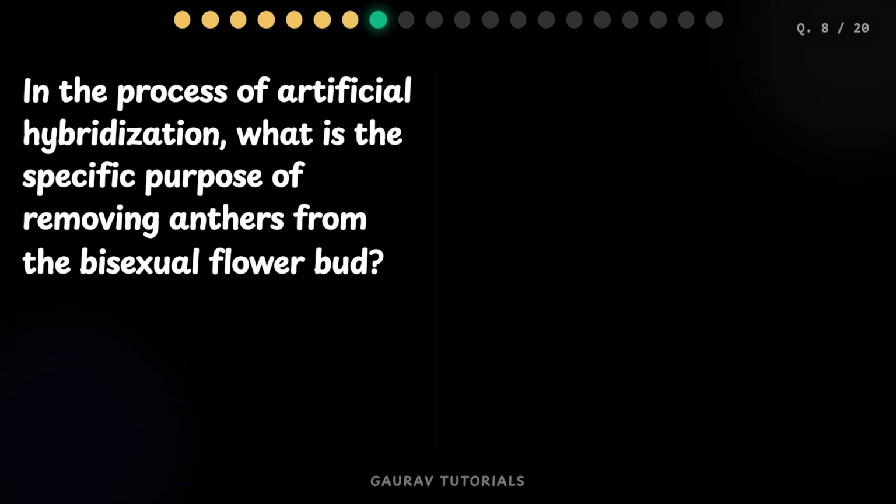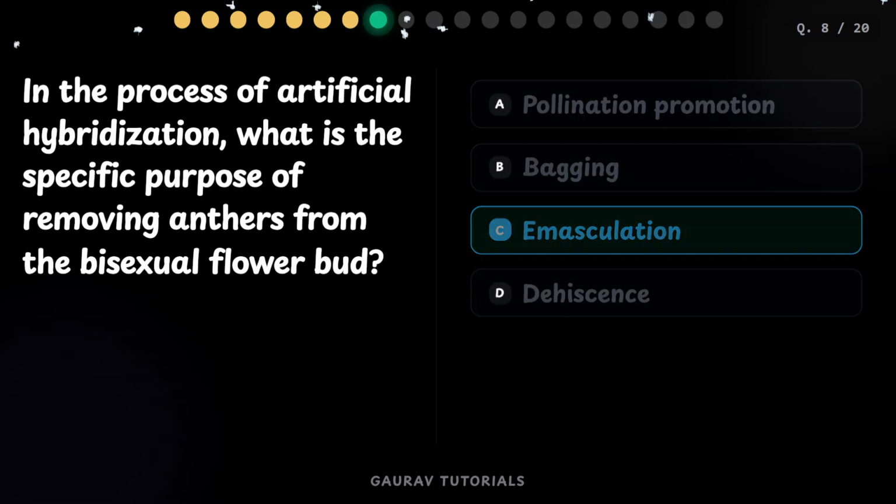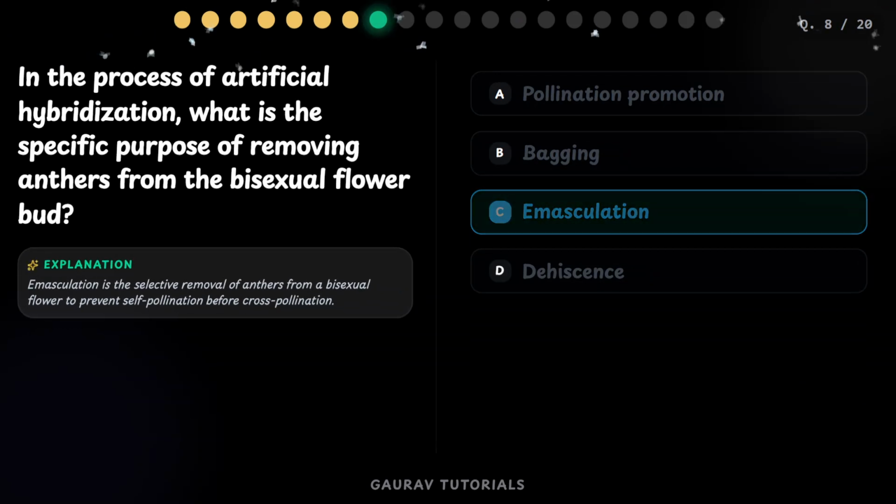Question number 8. In the process of artificial hybridization, what is the specific purpose of removing anthers from the bisexual bud? The options are the correct answer is option C, emasculation. Emasculation is the selective removal of the anther from a bisexual flower to prevent self-pollination before the cross-pollination takes place.